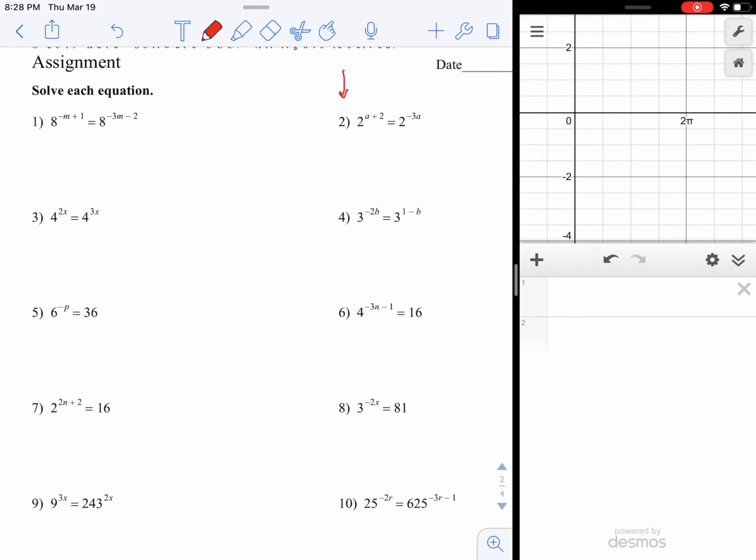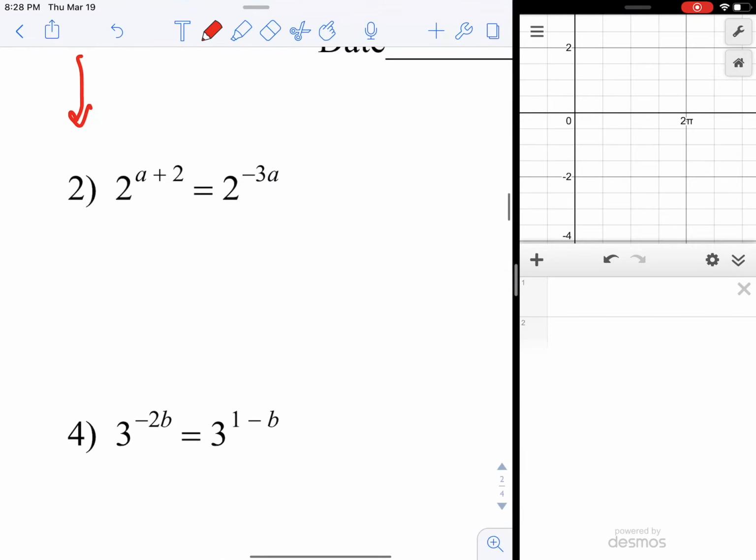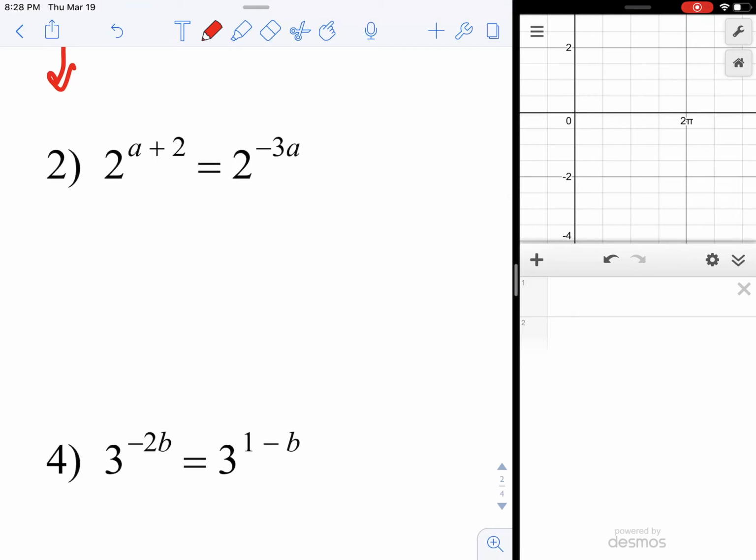I'm going to do the evens. You are going to do the odds, just like a normal school day. So, number 2. This is an exponential equation because the variable is in the exponent. And we want to isolate that variable. And that seems kind of challenging. But the base on this side is a 2, the base on that side is a 2. Because they are like bases, they both are 2's, you're allowed to just cancel them out with each other. And then you're left with a plus 2 equals negative 3a.